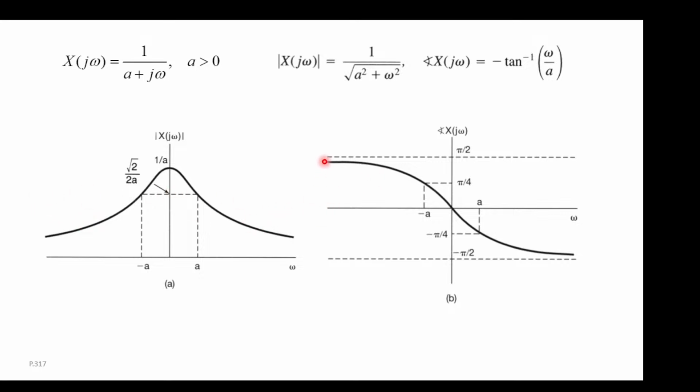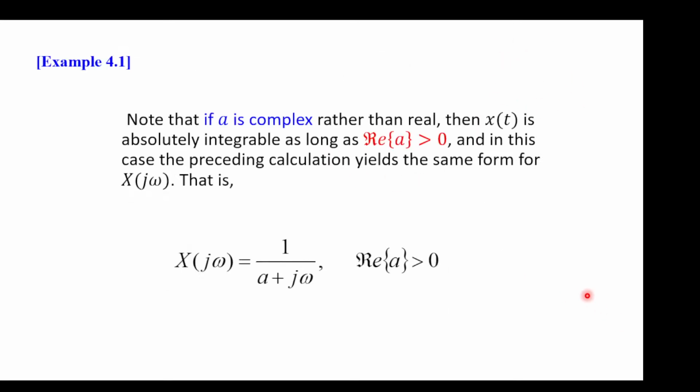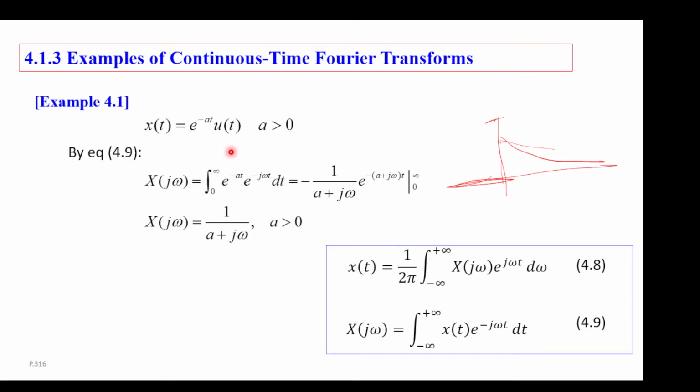And also we have an angle here. The angle is just a complex angle. Okay. And then we can generalize this a little bit. We said that a needs to be bigger than 0, but actually a doesn't need to be a real number. a can be a complex number, and sometimes it is still integrable.